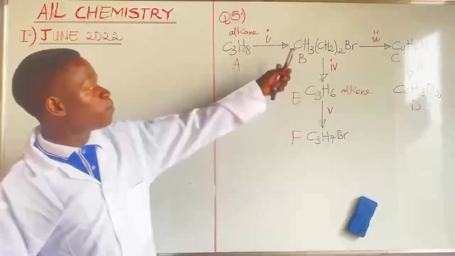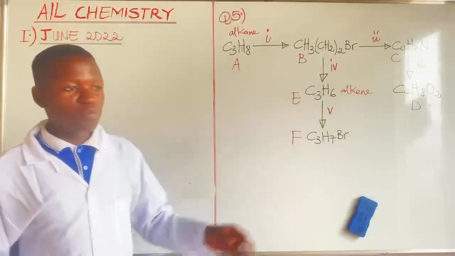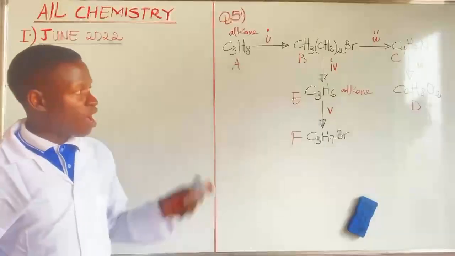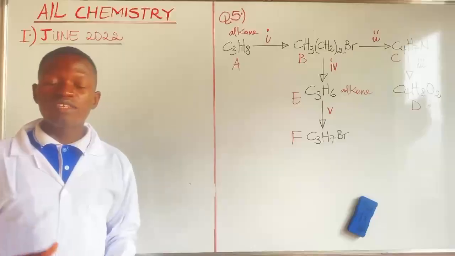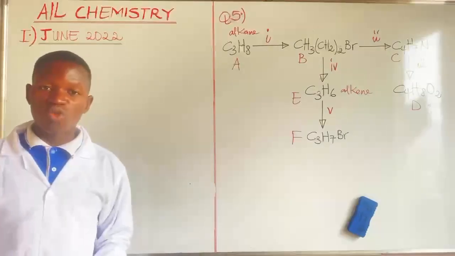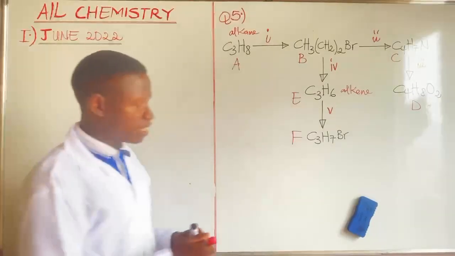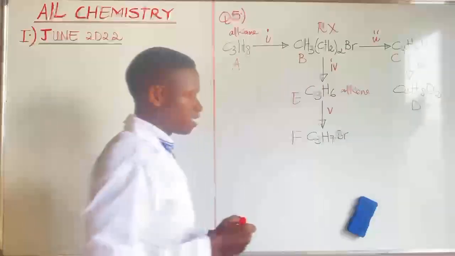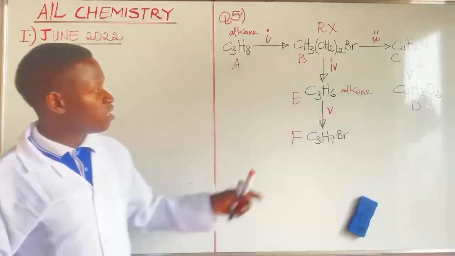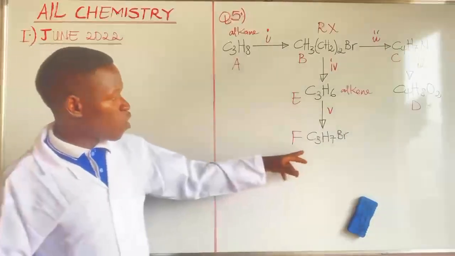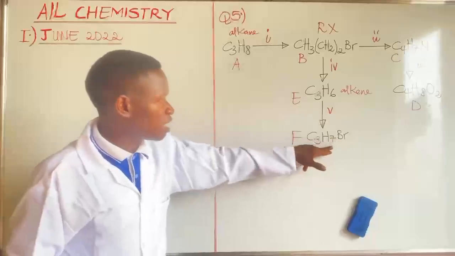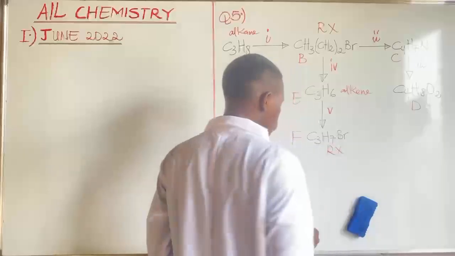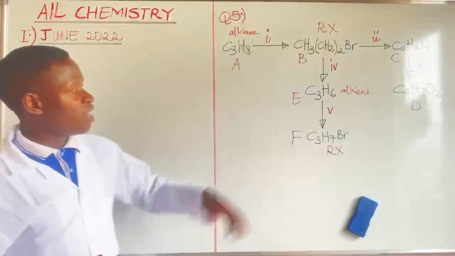Now, let's get to compound B. Compound B, we have a halogen attached to an alkyl group. Halogen attached to an alkyl group, we call them halogenoalkanes. So compound B is a halogenoalkane, and they are written as RX. Compound F also has a halogen attached to an alkyl group. So compound F equally is a halogenoalkane.